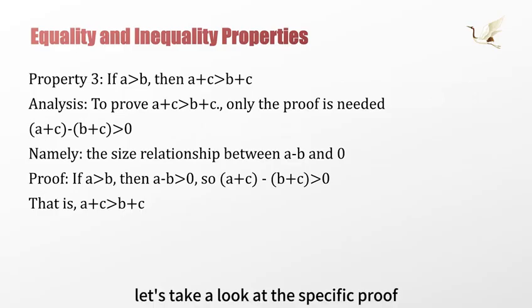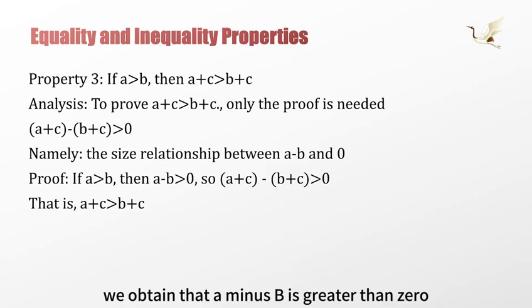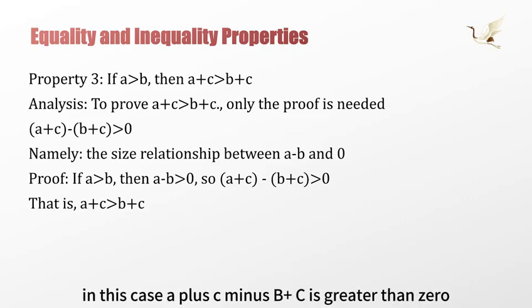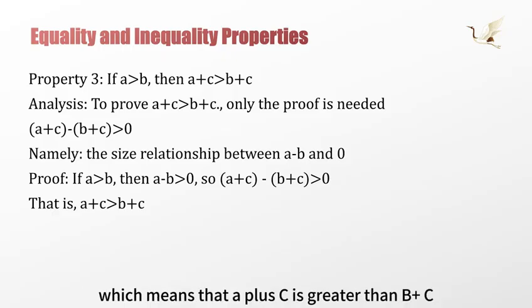Let's take a look at the specific proof. If a is greater than b, we obtain that a minus b is greater than 0. In this case, a plus c minus b plus c is greater than 0, which means that a plus c is greater than b plus c.